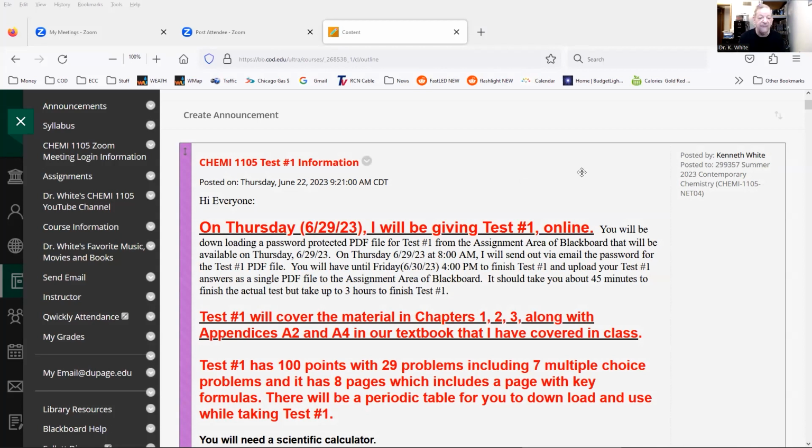How will I do that? Well, you'll be downloading a password-protected PDF file for test number one from the assignment area in Blackboard. That will be available on Thursday. And on Thursday at 8 a.m., I will send out an email with the password for the test number one PDF file, which will allow you to open it up.